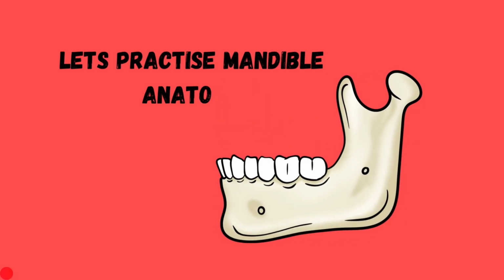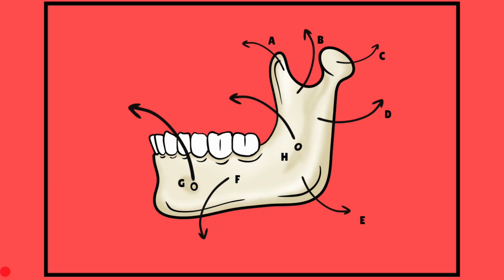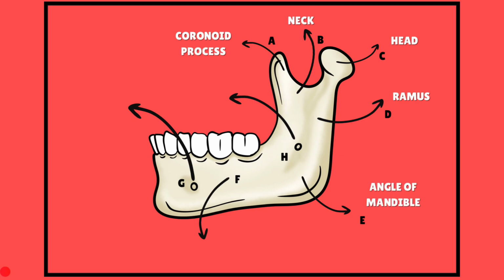And let's practice some mandible anatomy. I will discuss a labeled diagram of the mandible, and we will label one by one. Okay, so here we have at point A the coronoid process. On point B, we have the neck. On point C, there's the head. On D, it's the ramus of the mandible. On E, as you can see, the angle of the mandible.